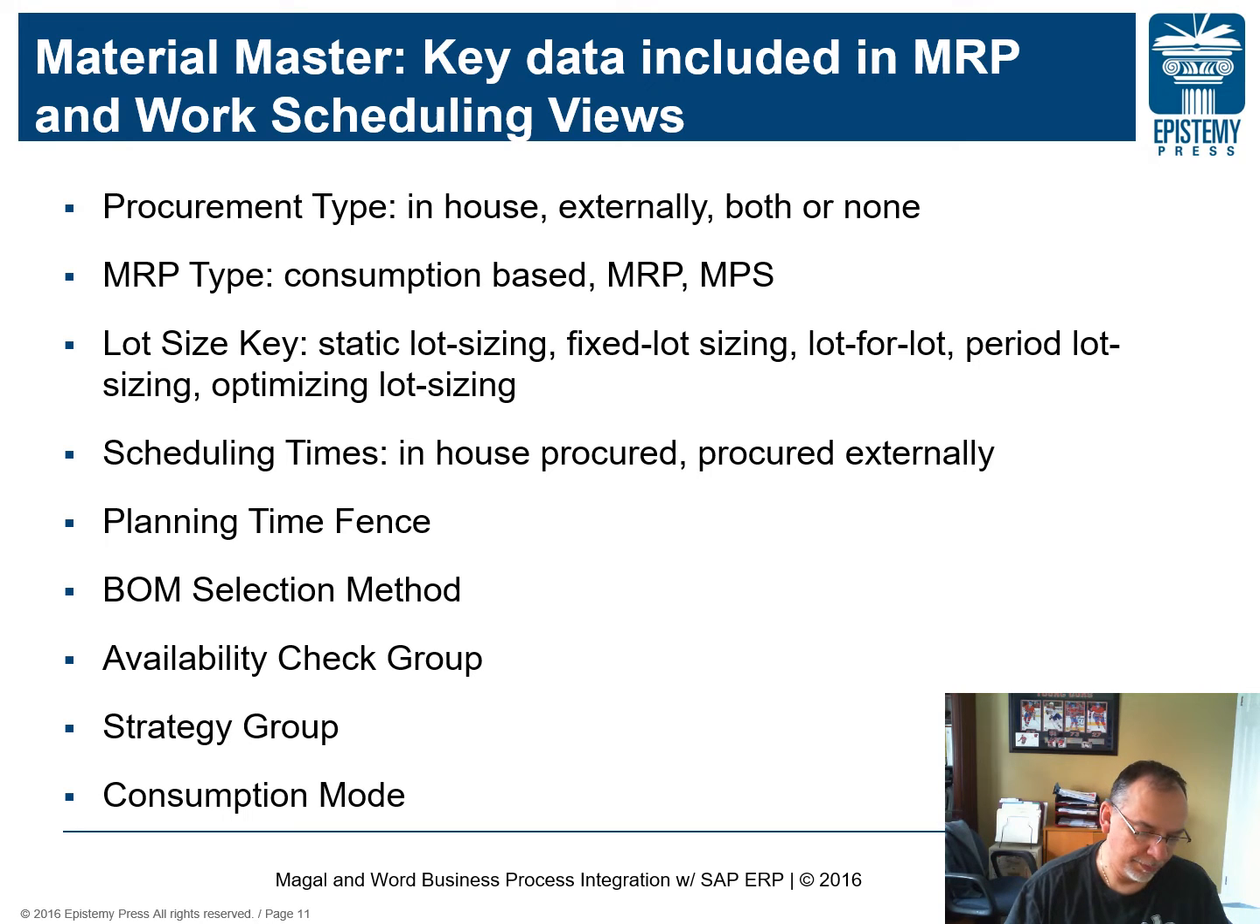The strategy group specifies the high-level planning strategy used in production. So it's either going to be made to order, assembled to order, or made to stock. Consumption mode looks at customer orders and planned individual requirements when calculating how the orders will be calculated.